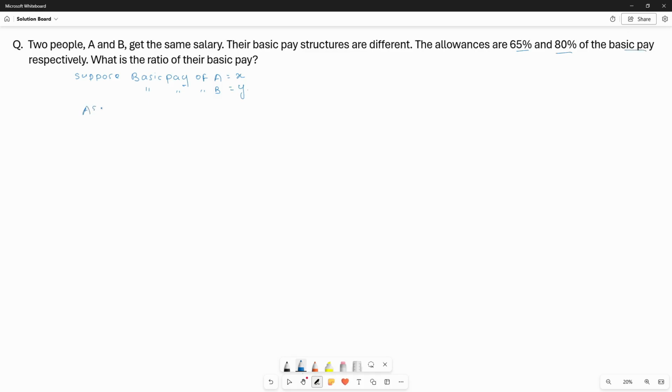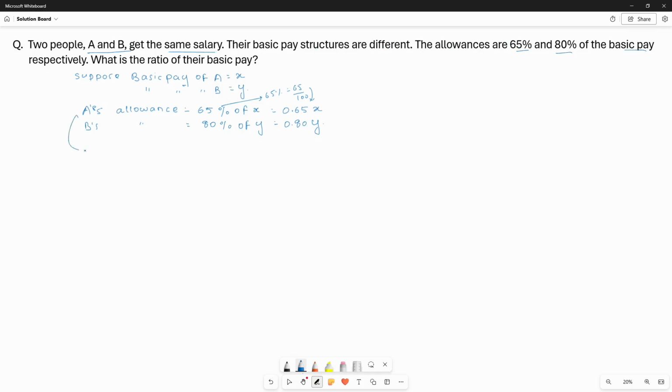So A's allowance is equal to 65% of X, that is 0.65 X. 65% can be written as 65 over 100. From there we get this. Similarly, B's allowance is equal to 80% of Y, that is equal to 0.80 Y. We have been given that A and B get the same salary.